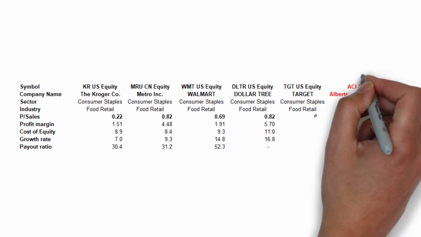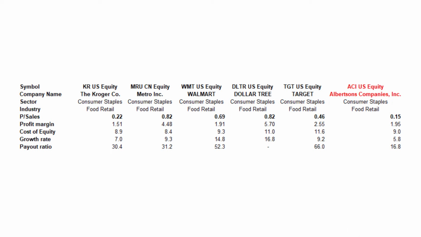Let's start from the payout ratio, where we do see that Albertsons is paying out only 17% of its profit, one of the lowest percentages, but there was also Dollar Tree that was not paying dividends at all. The cost of equity points to a company with one of the lowest costs of equity.